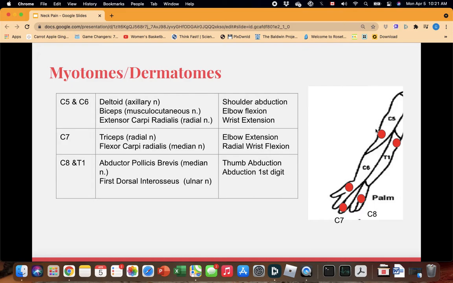For the sensory areas, C5 is just near the lateral epicondyle, T1 near the medial epicondyle, C6 near the thenar eminence, C7 near the distal tip of the third digit, and the medial portion of the hand and finger are C8.